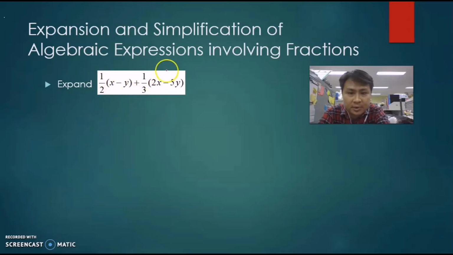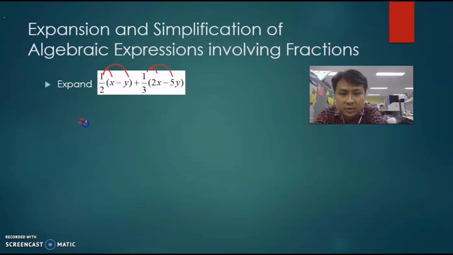And for the second term, we'll apply 1/3, we'll distribute it to 2x and negative 5y. So in between here, the half does not distribute to 2x because they are separate terms. So when you are applying distributive law, just be very careful. Only apply it to the immediate brackets that's after the number. So half is going to be distributed to x, half is going to be distributed to negative y. Same thing, 1/3 is going to be distributed to 2x, 1/3 is going to be distributed to negative 5y. So get this clear first.